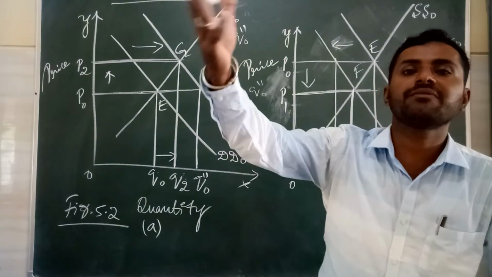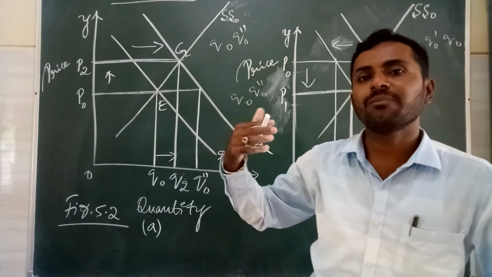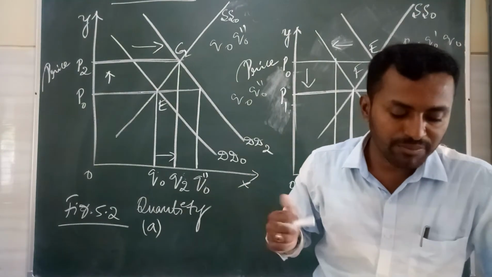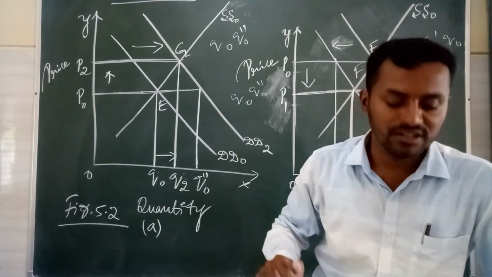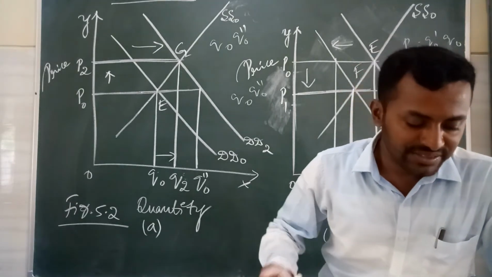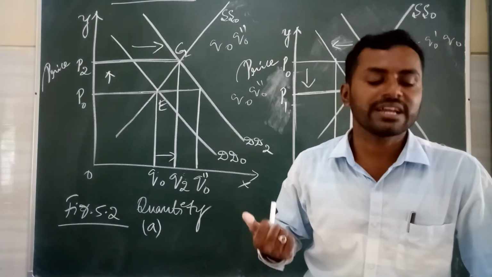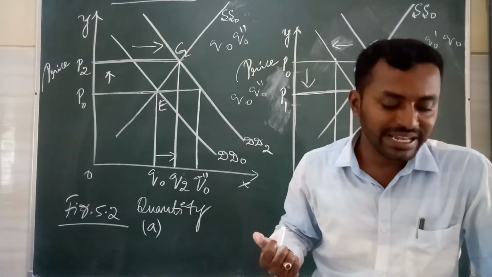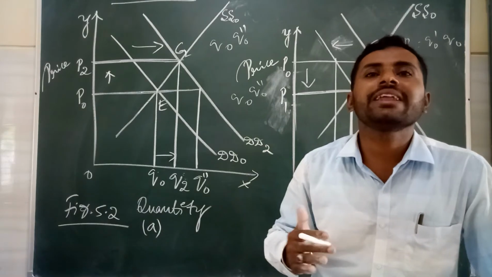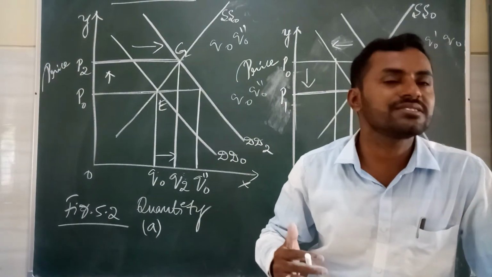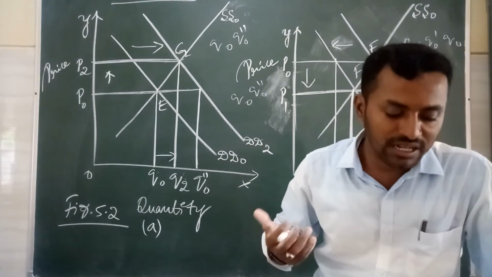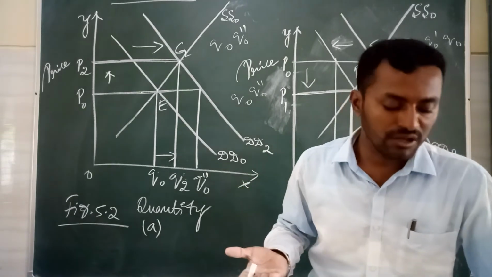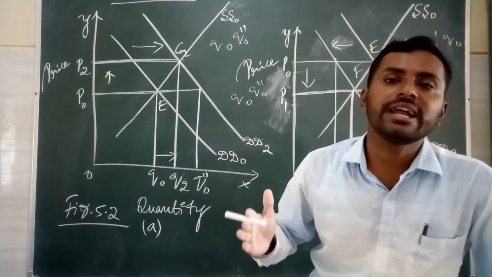Now let us turn to another example. The third example is that the number of consumers increases. Suppose, due to some reason, there is an increase in the number of consumers in the market for clothes. Other factors remaining unchanged or constant, at each price more clothes will be demanded. Thus, the demand curve shifts rightwards.